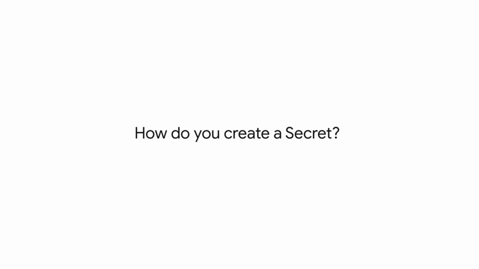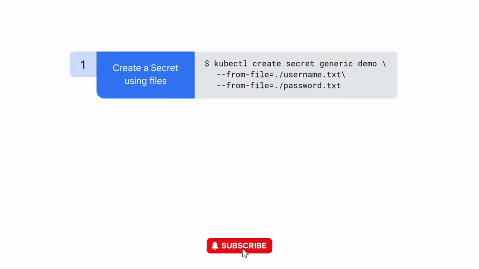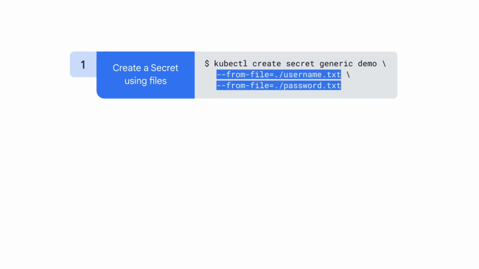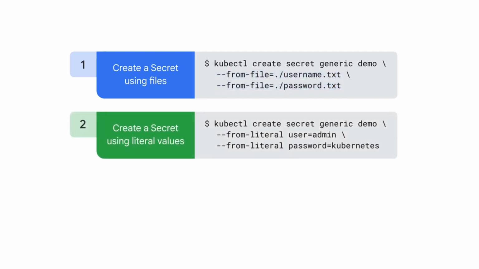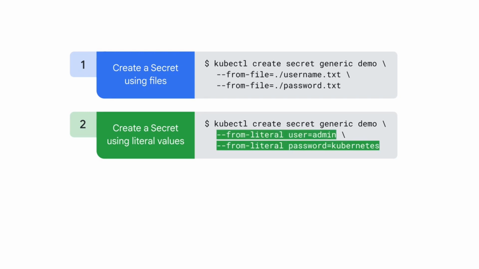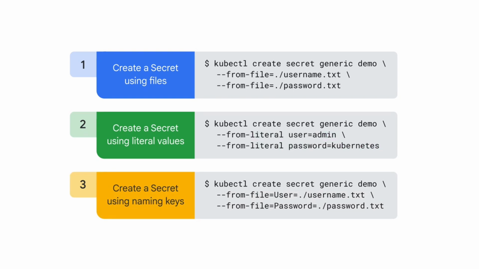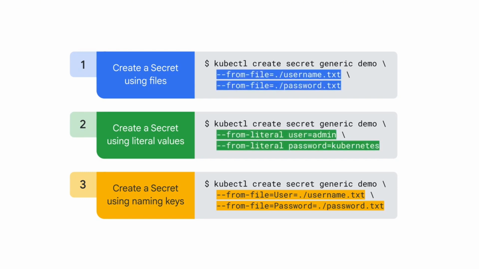But how exactly do you create a secret? The answer is by using the kubectl create secret command. One option is to create a secret using files, which means populating the secret object with data sourced directly from files on your local system. A second option is to create a secret using literal values, which means defining the secret data directly within the secret manifest file itself. And a third option is to create a secret using naming keys, which means using the default key name as the file name. For all three options, the syntax is similar. The differences come from the secret's entry details.